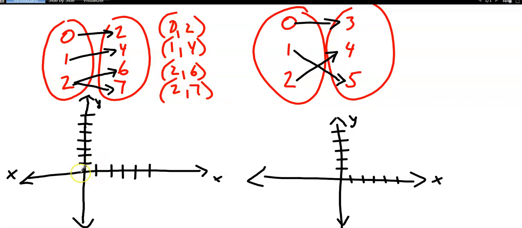So 0, 2 would be 0 and up 2. 1, 4 would be 1 and up 4. 2, 6 would be 2 over, up 6. And 2, 7 would be 2 over and up 7.